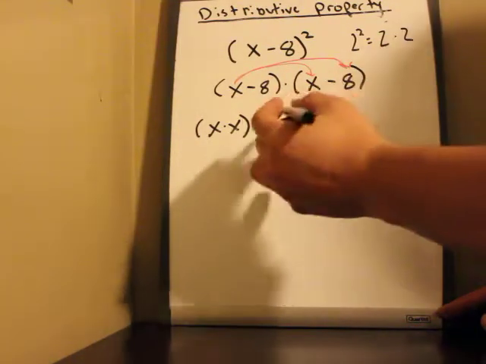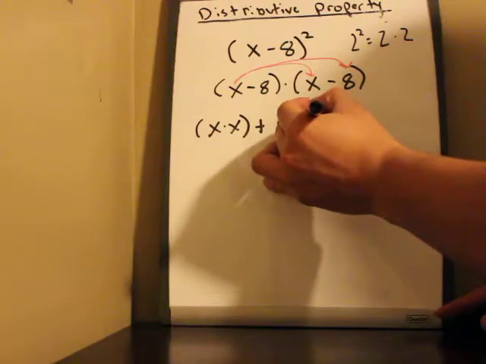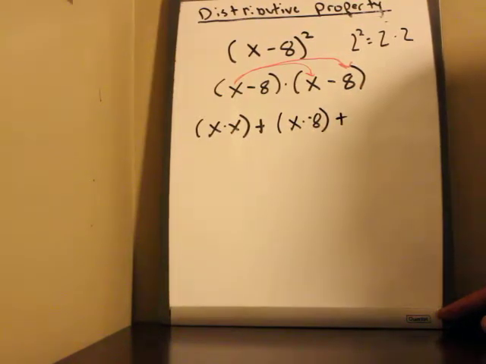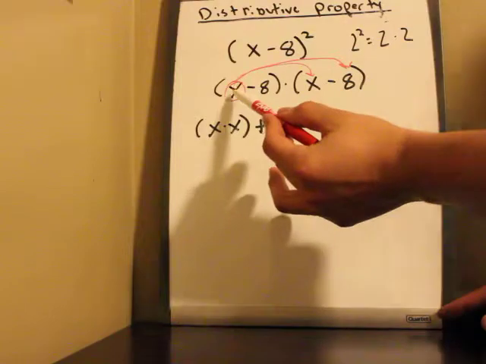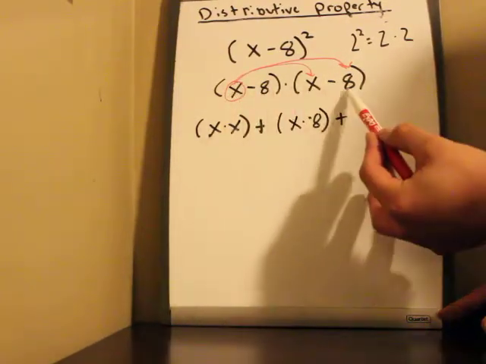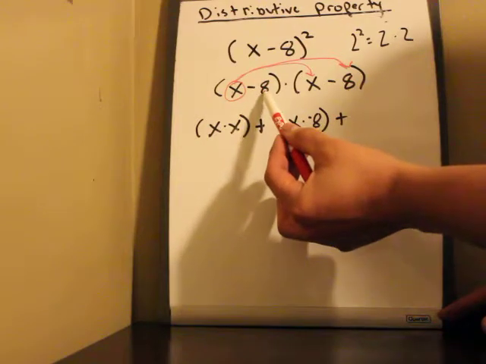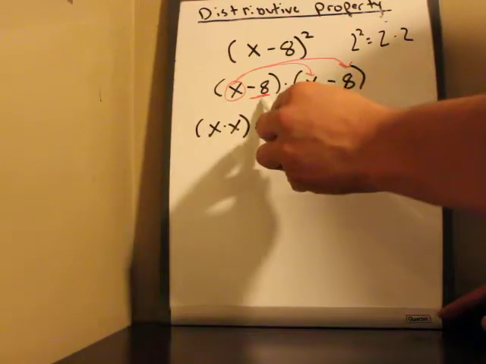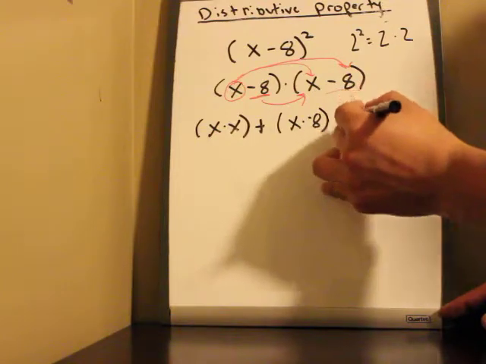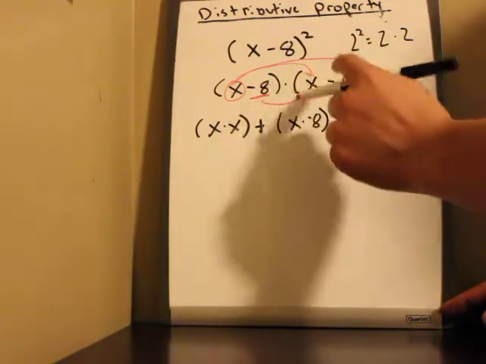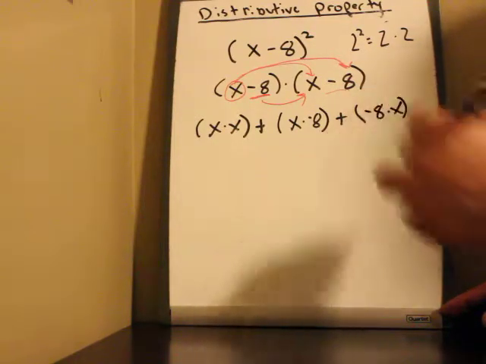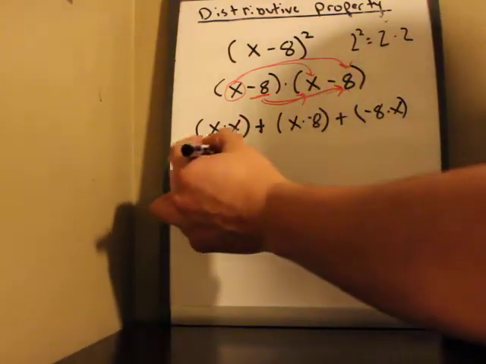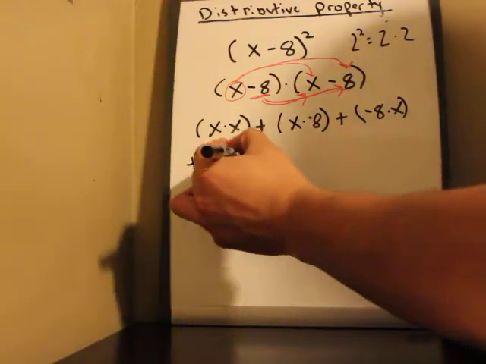So now we have something that looks like this. We're going to have x times negative 8, plus, now we multiplied this x with x and this x with negative 8. Now we need to take this negative 8 on this side and multiply it with everything in here. So we're going to get negative 8 times x, plus negative 8 times negative 8.